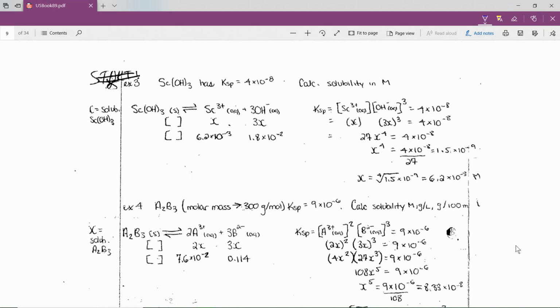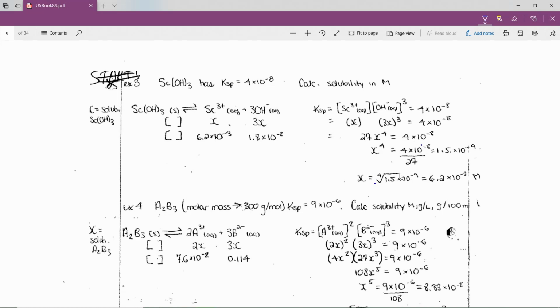So we've got scandium hydroxide. Now scandium is not one we use often, but we know the charge has to be 3 plus because the hydroxides are 1 minus. So Sc(OH)3 goes to Sc 3 plus and 3 OH minus. My Ksp is given as 4 by 10 to the minus 8. So I get X times (3X) cubed, so that's 27X cubed times X. So 27X to the 4th is 4 by 10 to the minus 8. So X to the 4th is 4 by 10 to the minus 8 divided by 27.